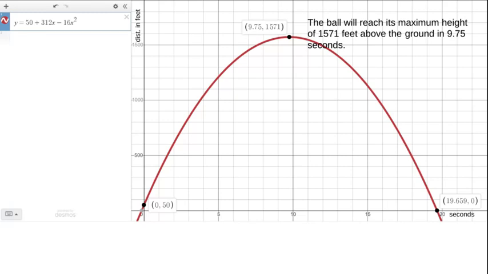And then when is it going to hit the ground? That is over here. That's when the height is 0. Remember, it's height above the ground. So if it's on the ground, then the height above the ground is 0. So you're looking for where it's going to cross that x-axis. That's at about 19.659 seconds, just slightly less than 20 seconds, not quite. A little bit more than 19 and a half.